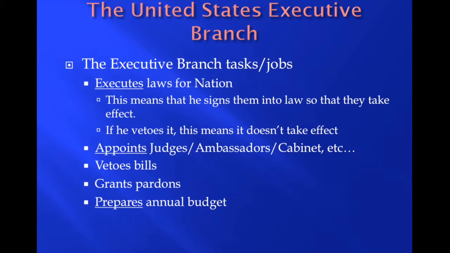The president also prepares the annual budget. What that means is he actually writes the budget. He decides what he thinks money should be spent on.